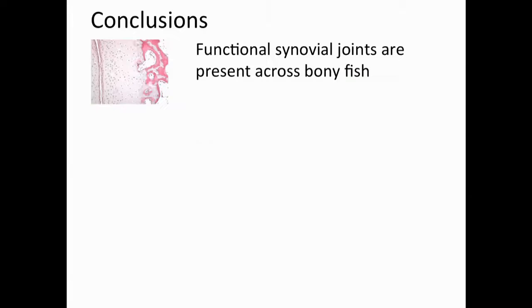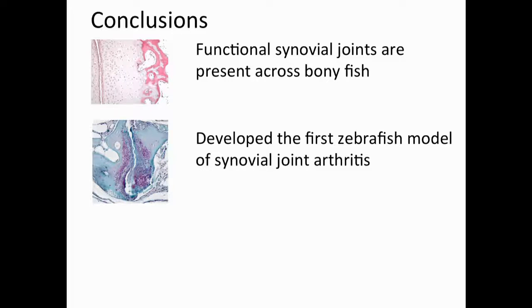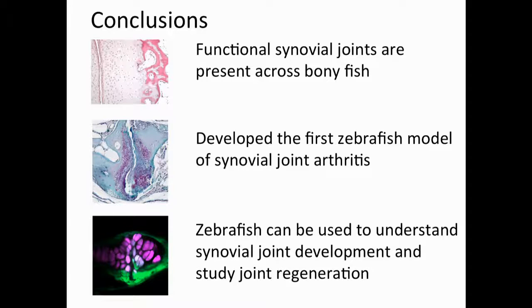and fins. So in conclusion, I've shown you that functional synovial joints are present across bony fish, and we've developed the first zebrafish model of synovial joint arthritis, and that zebrafish can now be used to understand both synovial joint development and to study joint regeneration, which is another aspect that I'm actively working on now.